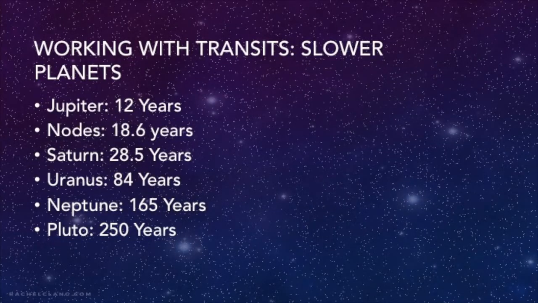These next planets move more slowly around the zodiac. It takes Jupiter 12 years to make one full rotation. It takes the nodes 18.6 years. Saturn, it takes 28.5 years. Uranus takes 84 years. Neptune, 165 years. And Pluto 250 years.